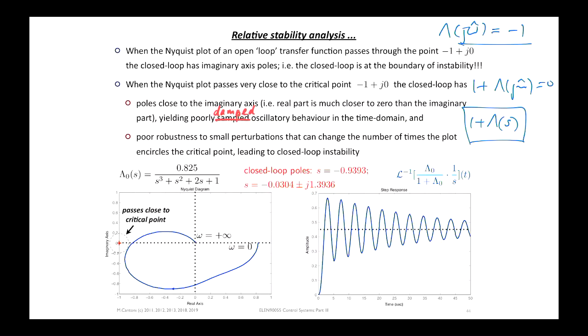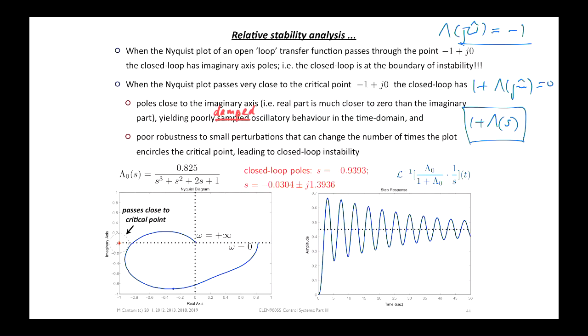Okay, so we clearly don't want to be on the critical point. And it turns out that the closer you are to the critical point, the more oscillations you get in the closed loop response to step changes in the disturbance inputs, for example. Okay, that kind of makes sense. If I'm on the critical point, I've got closed loop poles on the imaginary axis. So that's not stable, and if I kick it, it'll just oscillate forever in principle.